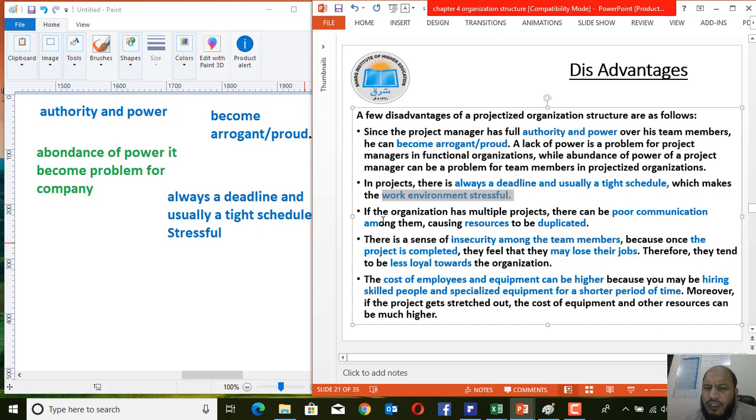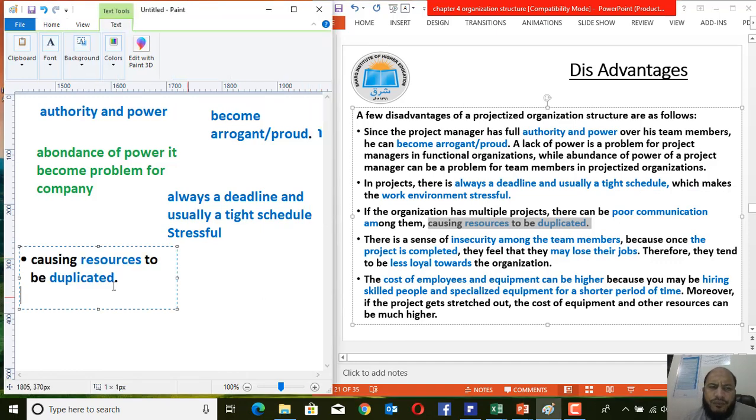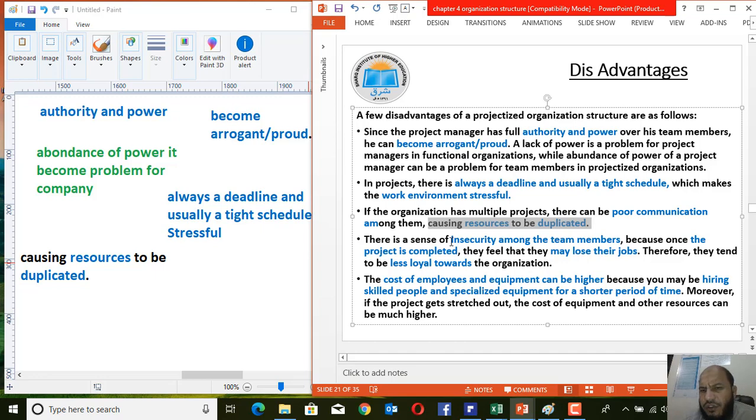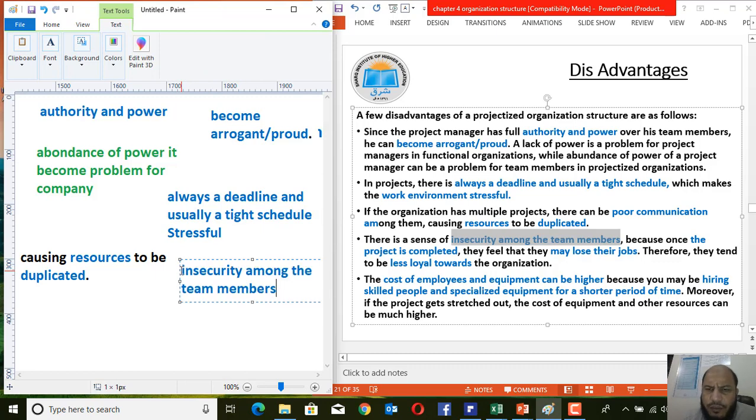So another way we may also talk about other disadvantages: if the organization has multiple projects, there can be poor communication among the organization's employees, and they may use the resources in a duplicate way. So if there are many projects, maybe we will use the resources in duplicated areas and merged projects.